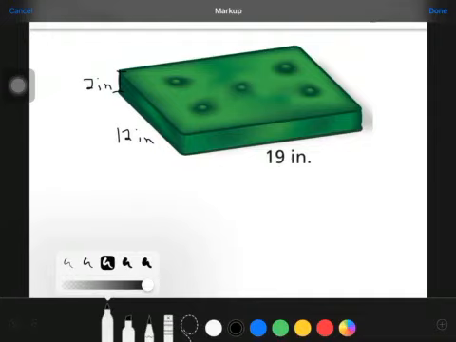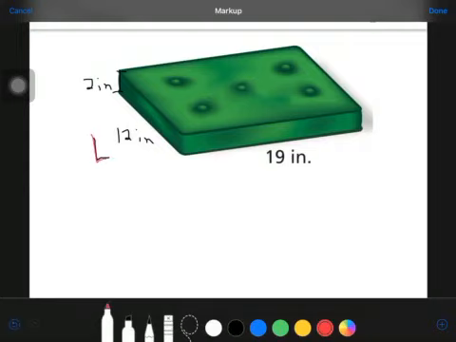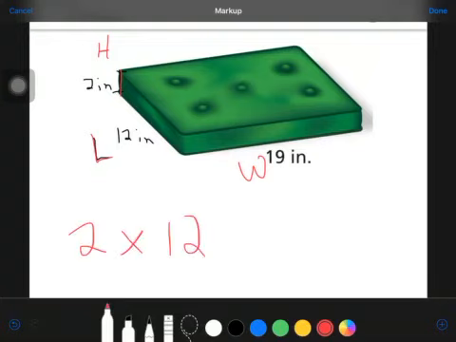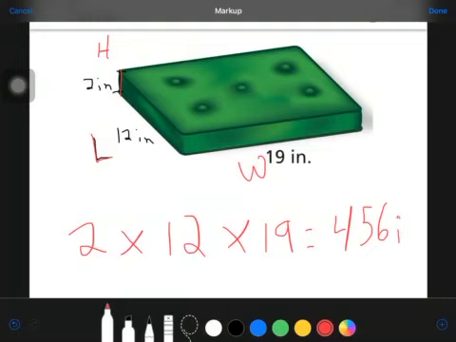So let's look at, again, we're going to look at our length. So we could call this 12, we could call that our length. This 19, we could call that our width, and then the 2 we'll call our height. So we're going to do 2 times 12 times 19. So 2 times 12 is 24, and then we have 24 times 19, and that equals 456 what? 456 inches cubed.